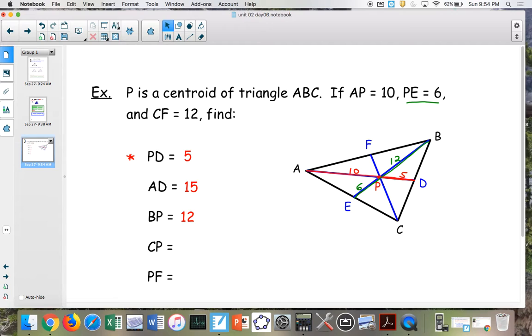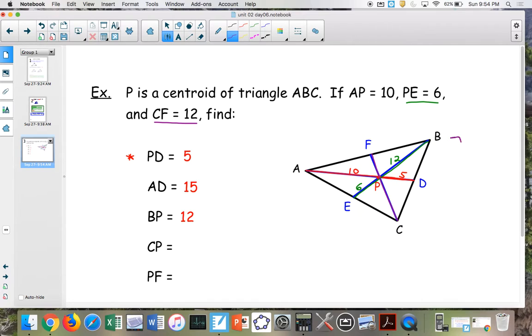And then finally, the last bit of information that I gave you is that CF is 12. CF is the length of the entire median. Let me mark it over here. C to F equals 12. Now remember, the point P is 2/3 of the distance from C, or 1/3 the distance from F.